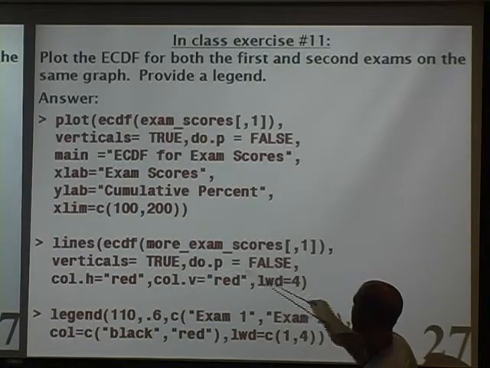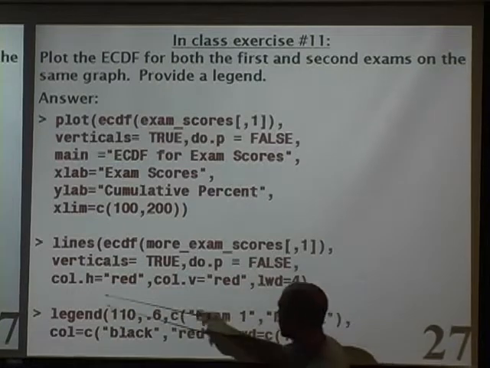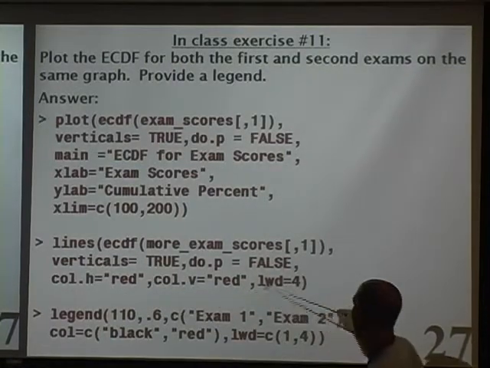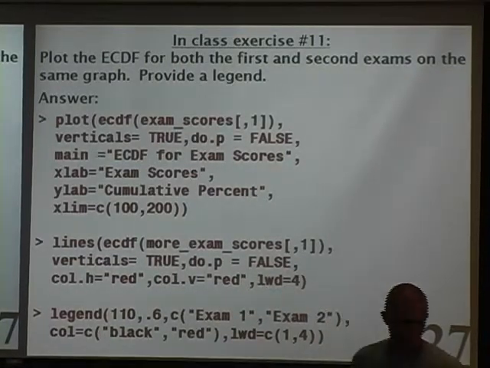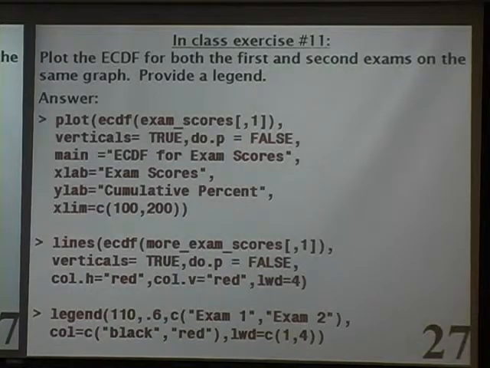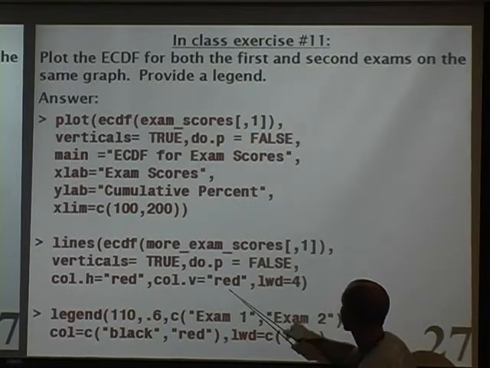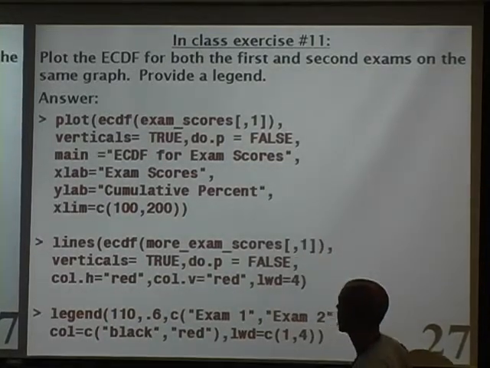This is the do.points argument. I don't like it to put points, so I put false. Horizontal lines are red, vertical lines are red. lwd is the line width. lwd equals line width. 4 is pretty thick. The default is 1, which will be thin. So this one's going to be a red thick line, whereas the default is going to be a black thin line.